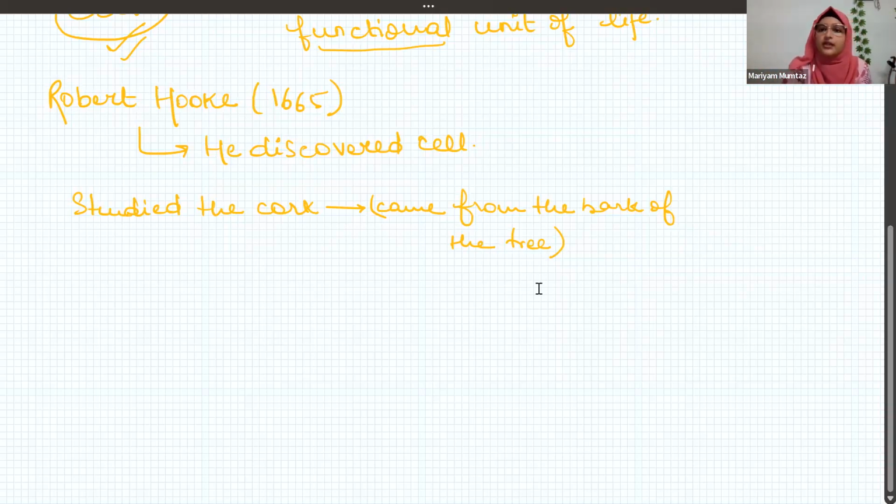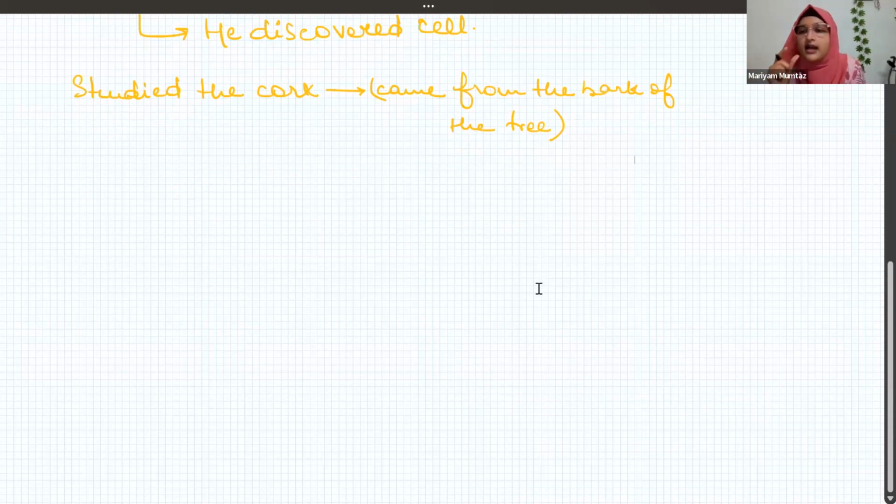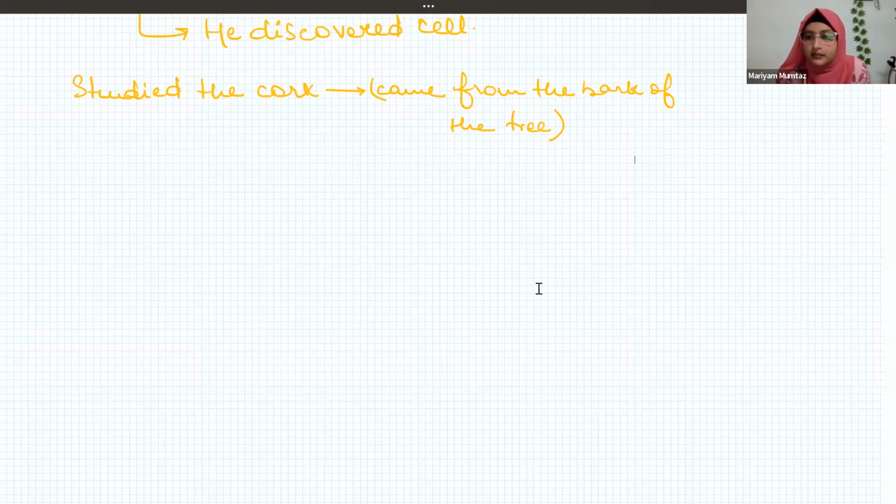Now, there is also an experiment given in your NCERT. It says that when you take an onion peel, peel it and view it under the microscope, you would see several compartments that look like this, present all over the onion cell. For example, this is the cell that you're examining.